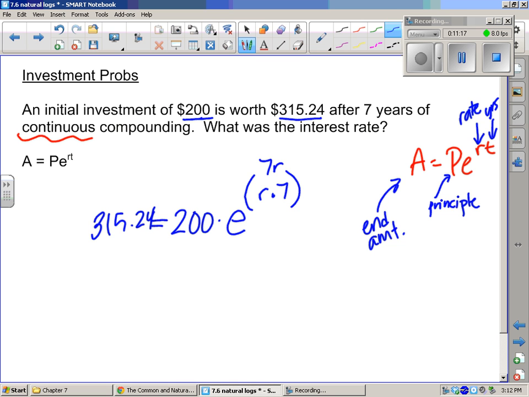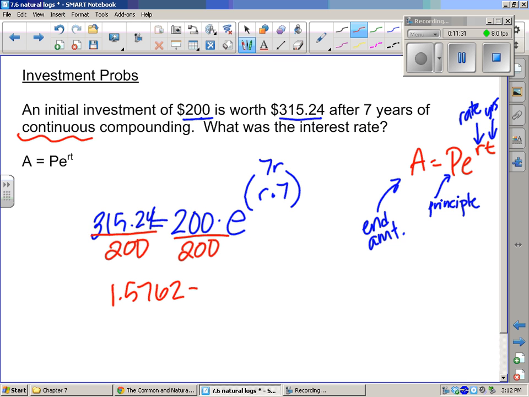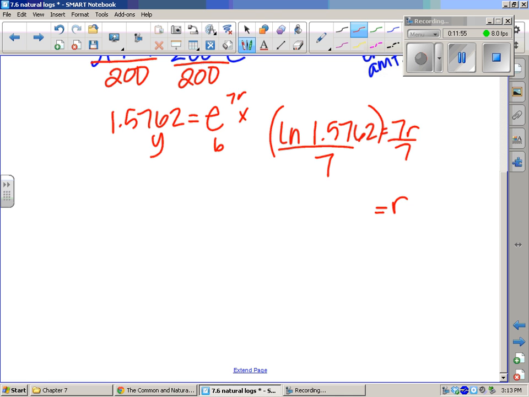Right. Now, am I ready to switch to the log? No. You always have to isolate the log or the natural log or the e, whatever it is that has the variable. So, all right, 1.5762, that's not rounded. Okay, so now we're back to problems like we had before. So we can take natural log. 1.5762 equals 7R. So we're going to get this answer and then do what with it? Divide by 7. Okay, let's do that. All right, get that on the calculator.